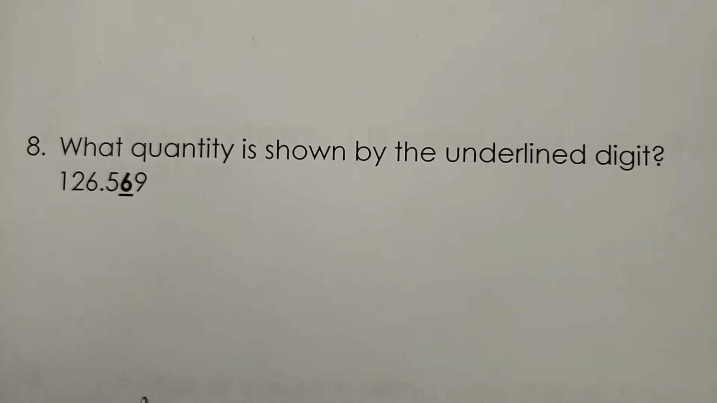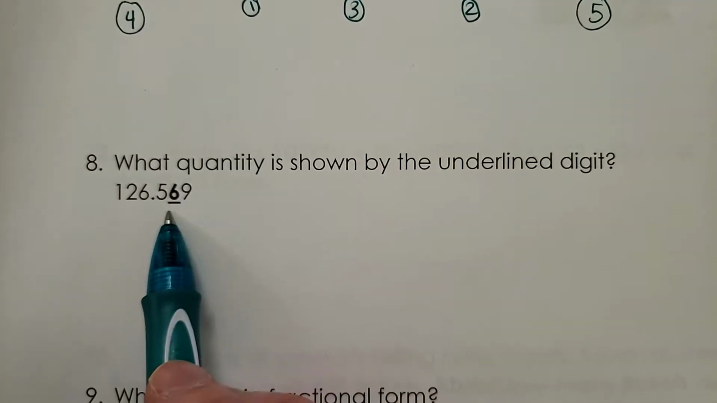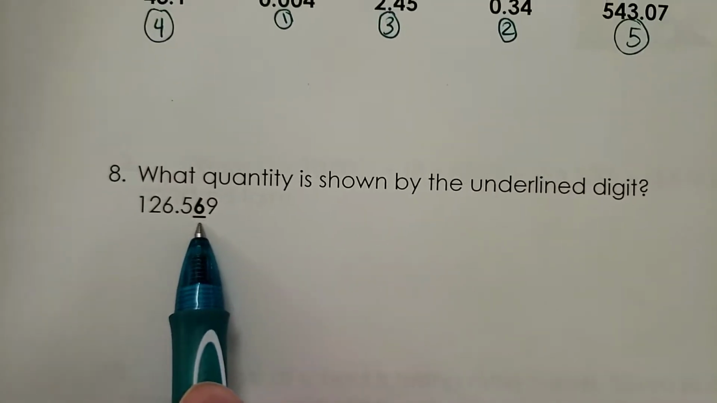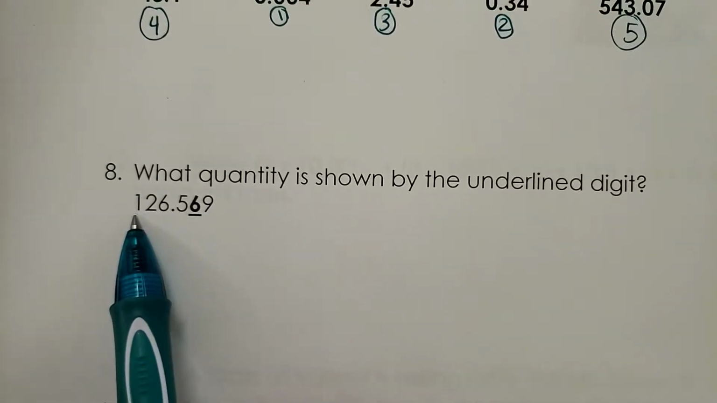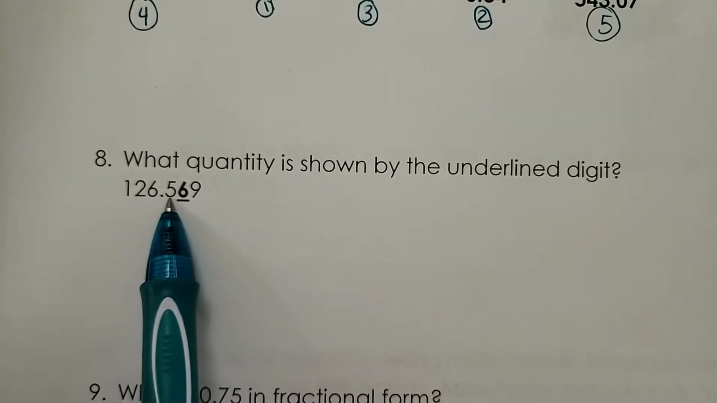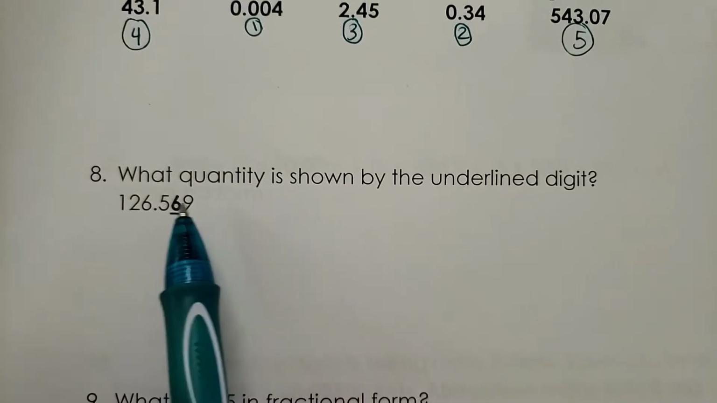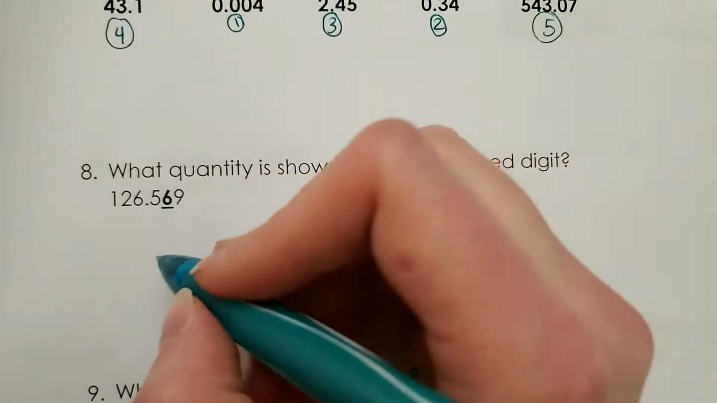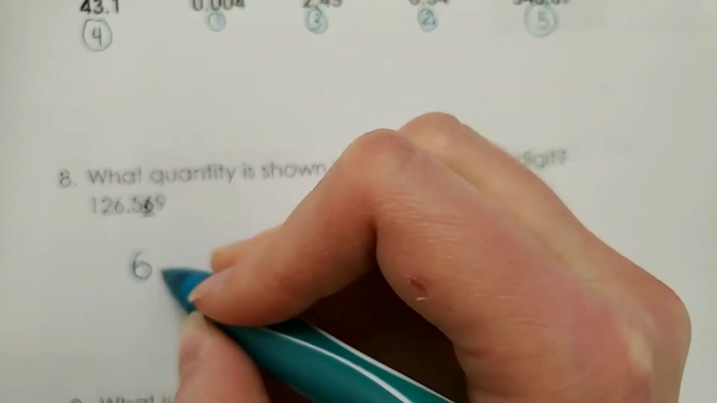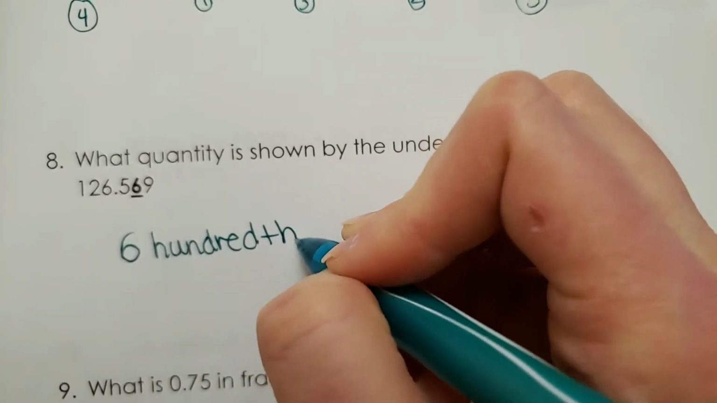So what quantity is shown by the underlined digit? Right here, it's asking for place value. So this is hundreds, tens, ones, tenths with a THS at the end. This is hundredths with a THS at the end. This is thousandths. So 600ths. That's what it is.